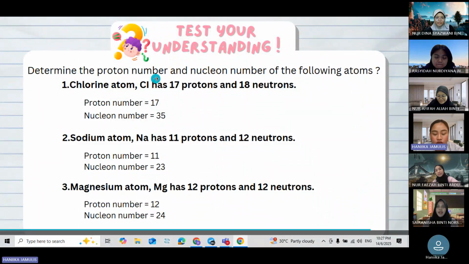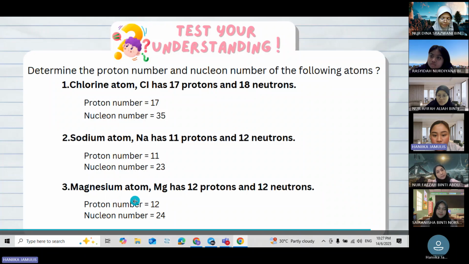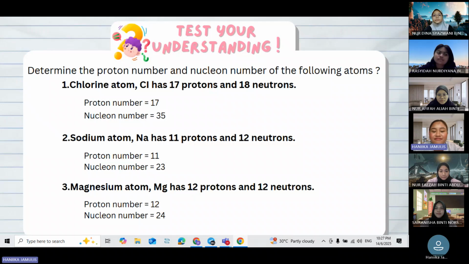So this is the answer. For chlorine atom, the proton number is 17 and the nucleon number is 35. And for sodium atom, the proton number is 11, nucleon number is 23. And for magnesium, the proton number is 12 and the nucleon number is 24. Did everyone get the correct answer? Yes, teacher. Yes. Good, excellent, everyone. Good job.